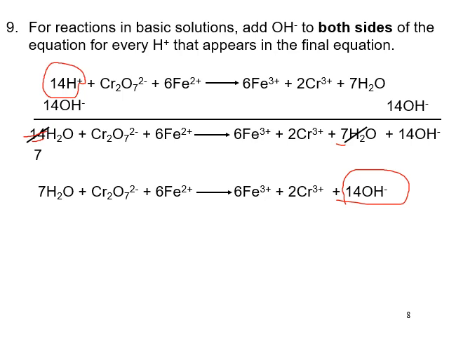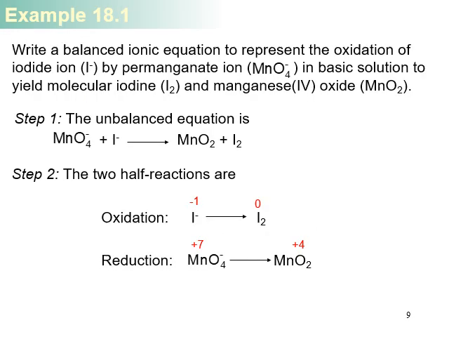So if you go to our table 18.1 in your textbook, you will see a bunch of half reactions there that you can put together in any fashion, but they will be specific as to an acidic or basic environment. So now go ahead and we'll try another example here.